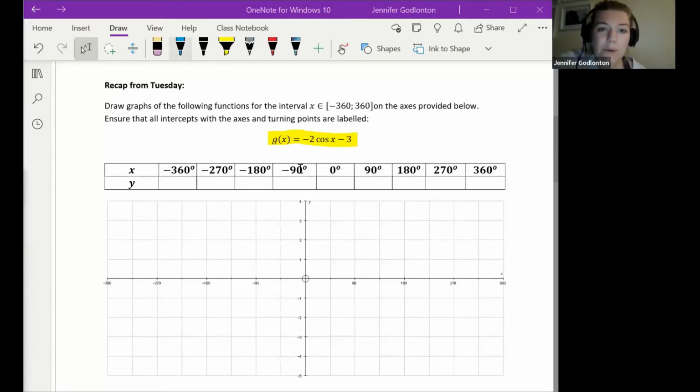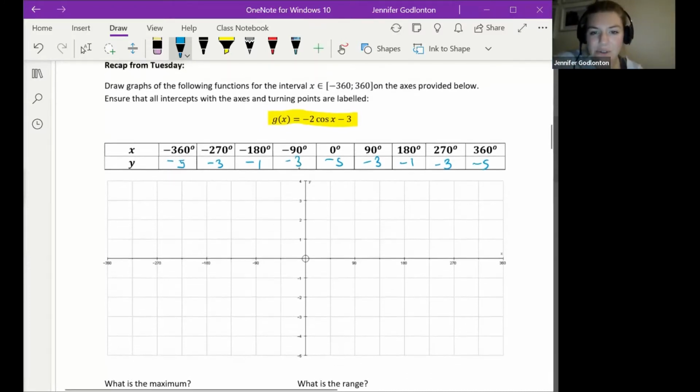Okay, so when we chuck it into our calculator, we get our glorious little answers. Negative 360 is going to give us negative 5. Then we're going to have negative 3, negative 1. Hopefully you're finding this nice and easy in your calculators now. Negative 3, thank you, Sia. I appreciate the apology and I accept it. 0, negative 5, 90, negative 3, 180, negative 1, 270, negative 3, and 360, negative 5. Okay, now we have all of our coordinates. Now we get to just draw them.